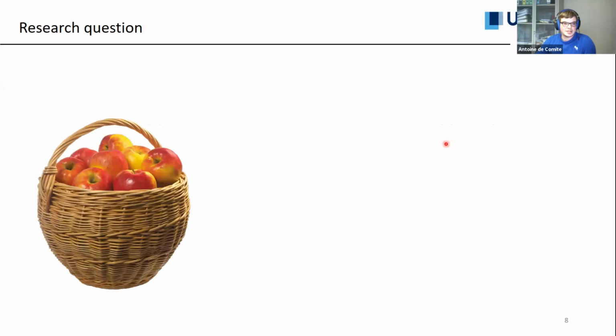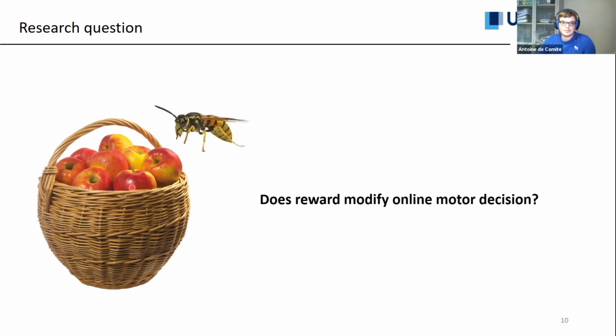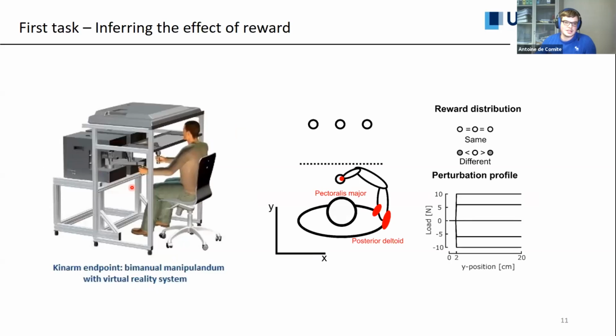To quickly come back to this example, let's say you have selected that very apple, you start the movement, and then you have the wasp showing up. What you want to know is how much the reward of this apple, for example, will influence the way you select it or not. So this is the question we are asking, and the way we are addressing it is using this paradigm.